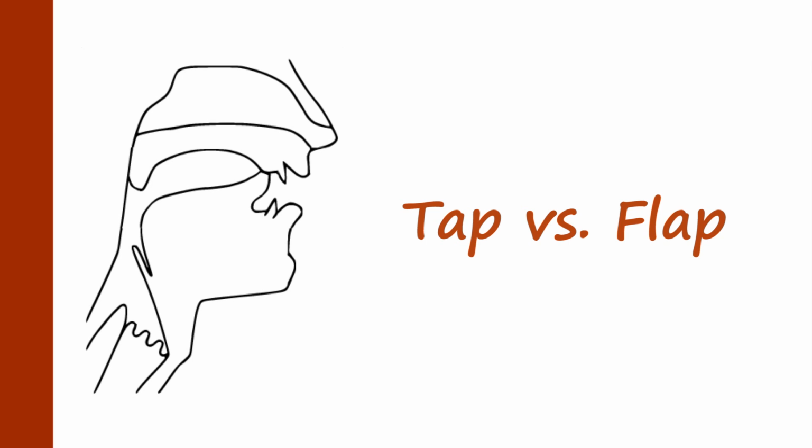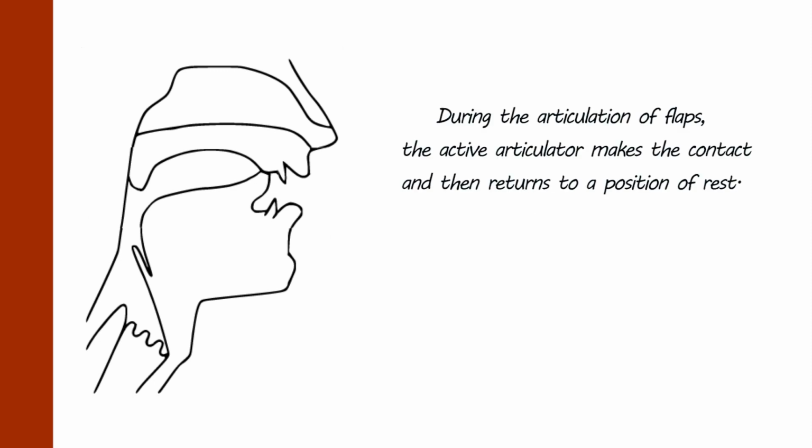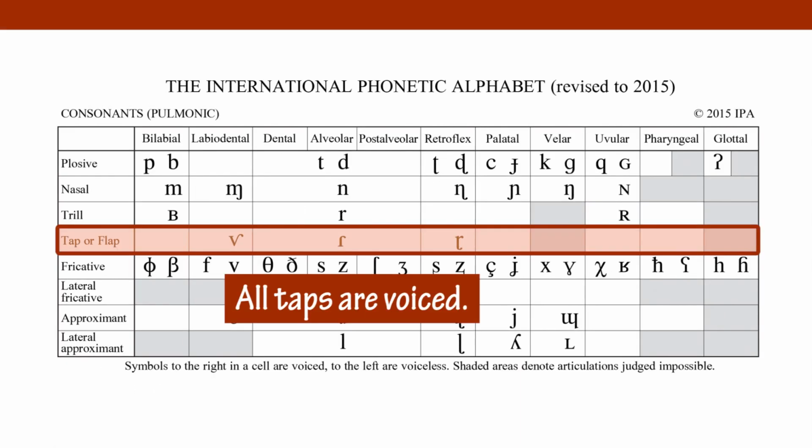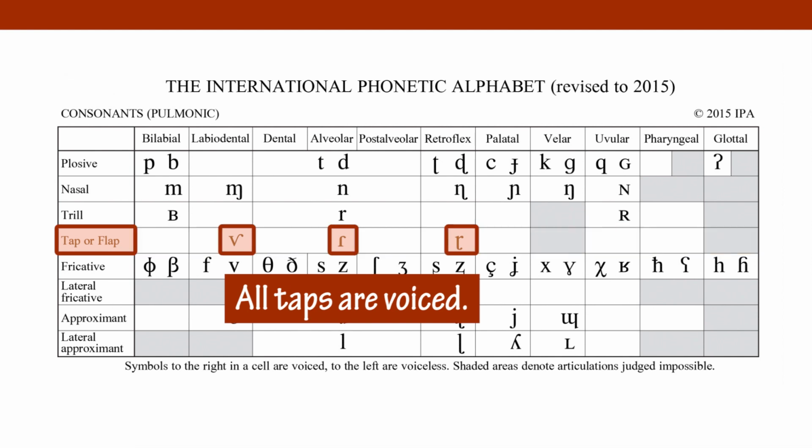The theoretical distinction between taps and flaps exists in the sense that in the case of flaps, the active articulator, which could be the tongue, would go back to the position of rest. But in the case of taps, you engage in a very rapid pronunciation, similar to plosives, but very rapid. This distinction may not be significant in most languages. All taps are voiced, and you can verify that by looking at the phonetic chart, because all the three taps that are listed here are listed to the right of the cell where they occur.